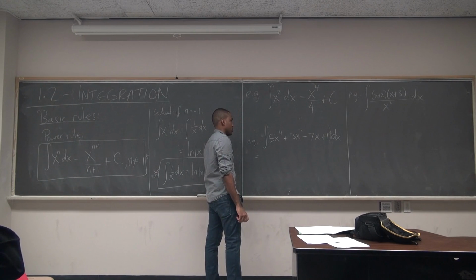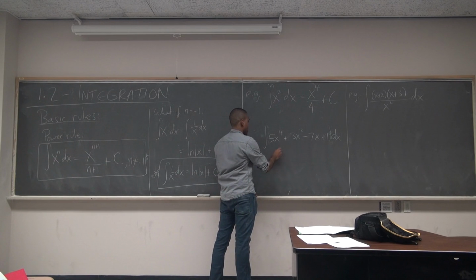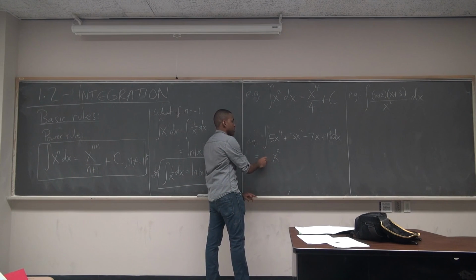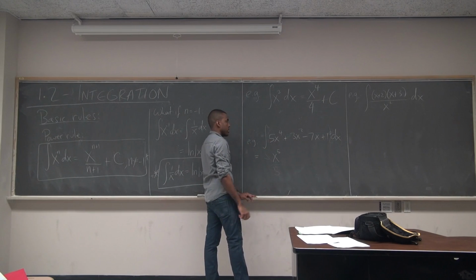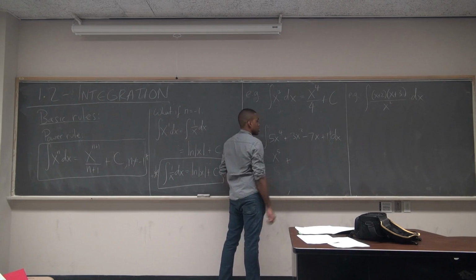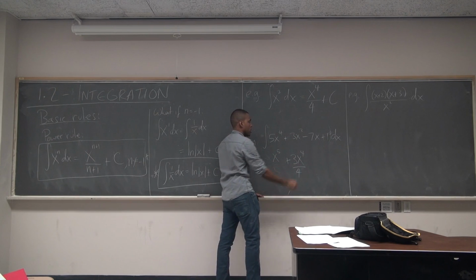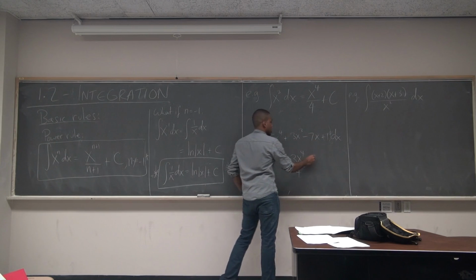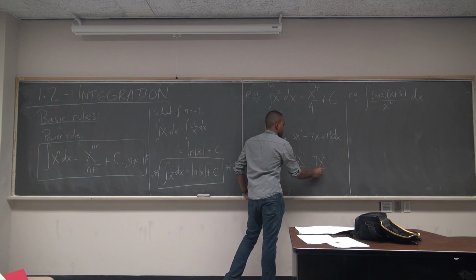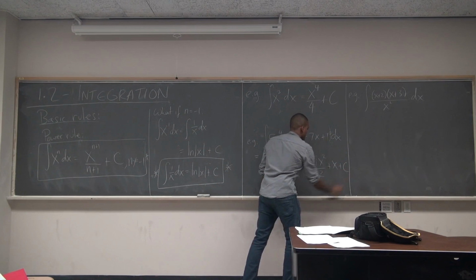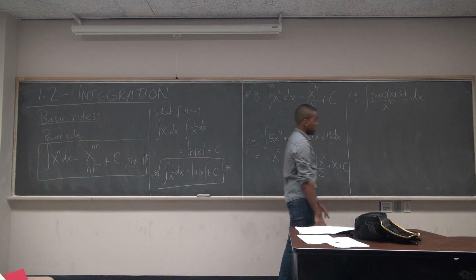x to the 5th plus 3x to the 4th plus x. Right, so technically there's a 5 in front here, but then you divide by 5 and that cancels. So you get x to the 5th plus 3x to the 4th over 4. Add 1 to the power, divide by the new power. This one, 7x squared over 2. Plus c. The integral of 1 is x plus c. Good. This one.